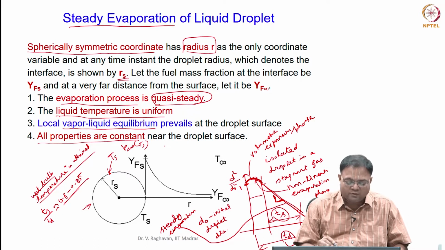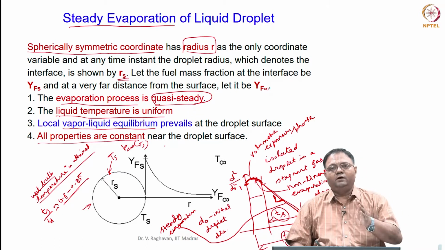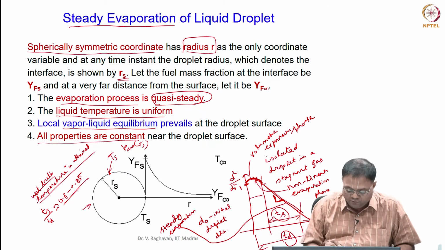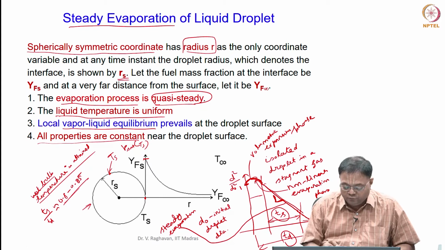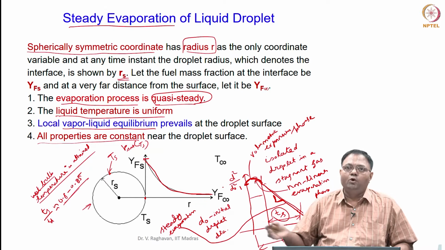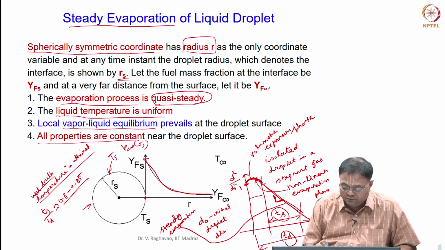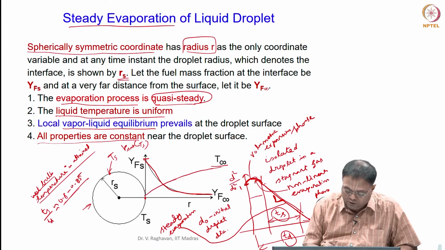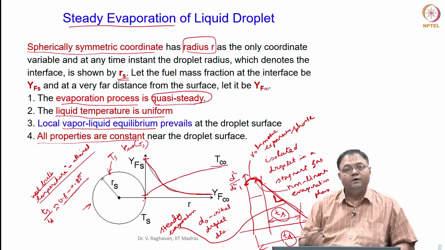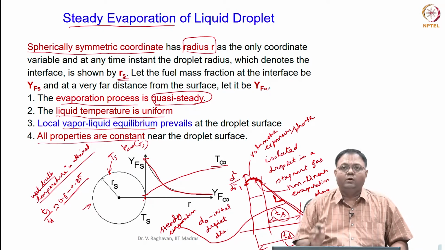So, whenever vaporization takes place, the variations are only in the r coordinate. For example, from the surface of the droplet, where the mass fraction of the fuel is YFS, this decreases towards the ambient to a very low value when you go far off in radial distance. Similarly, the temperature at the ambient is T infinity, which is higher, and there will be a temperature profile that varies like this, with Ts as the surface temperature. So, these variations are only in the radial direction.